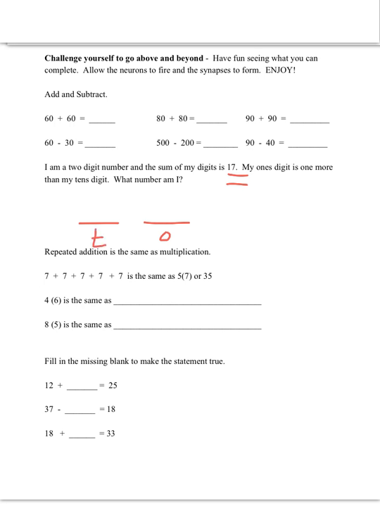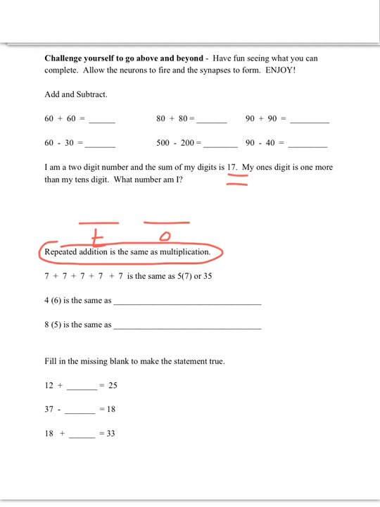Then we talk about repeated addition being the same as multiplication. Well, it is. If you say 7 plus 7 plus 7 plus 7 plus 7, you could add that up and say that's a total of 35. Or you could say, wait, isn't that the same as 5 groups of 7 or 5 times 7, which is also 35?